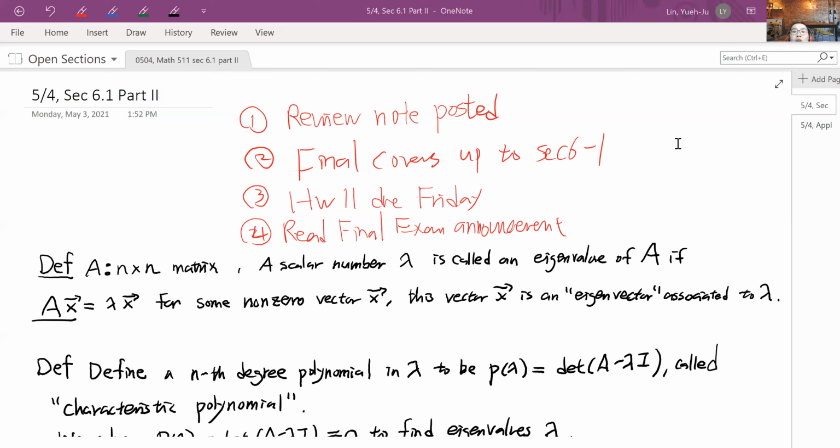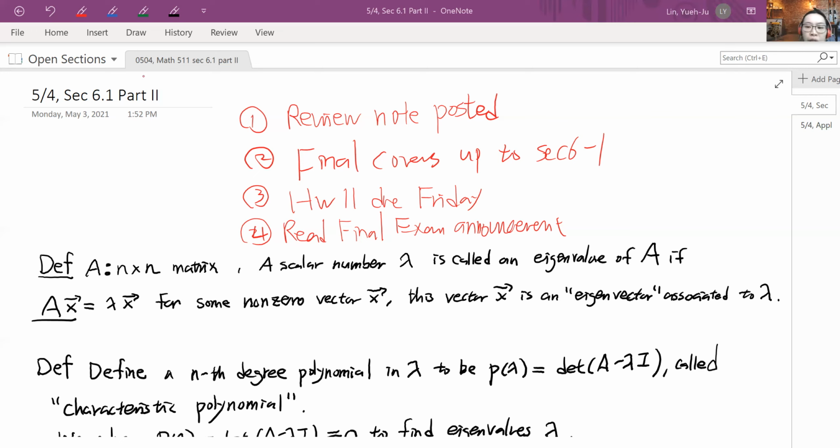And regarding homework 11, because it's due on Friday, pretty much over the weekend, right after I get everyone's homework, I'm going to post the solution so you can use the solution to review for the final exam. Okay, so let's recall what we defined last time.